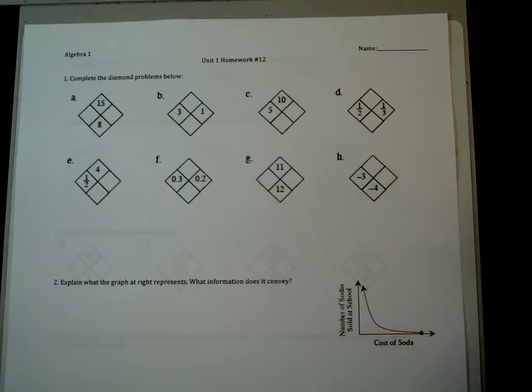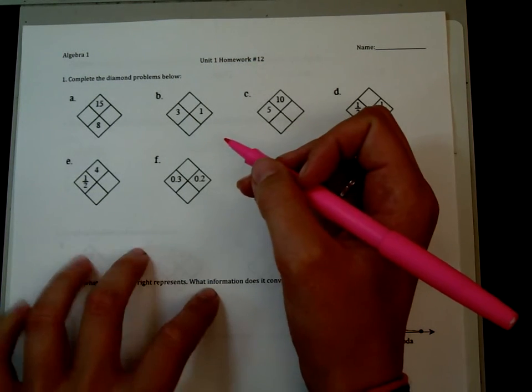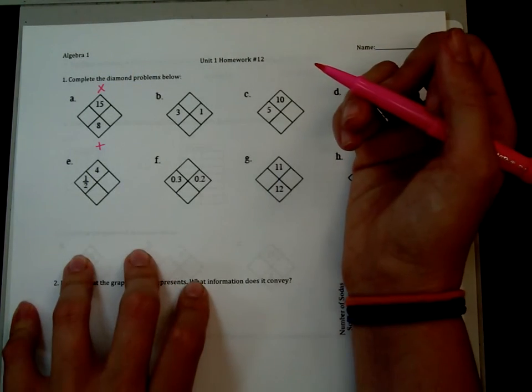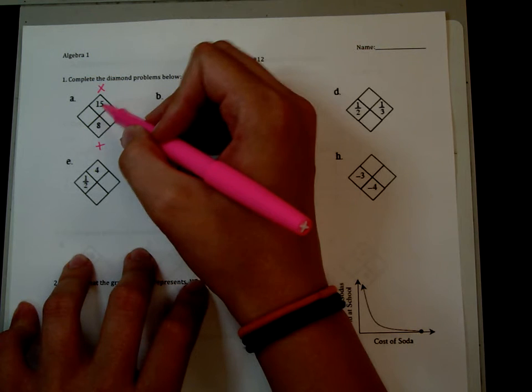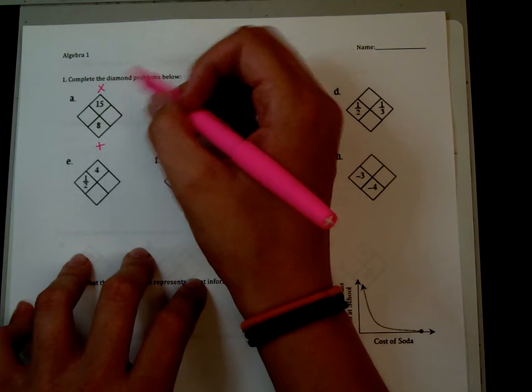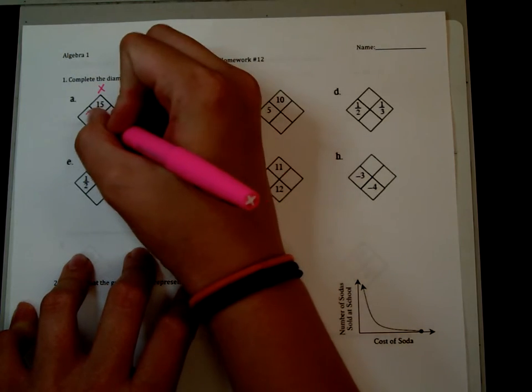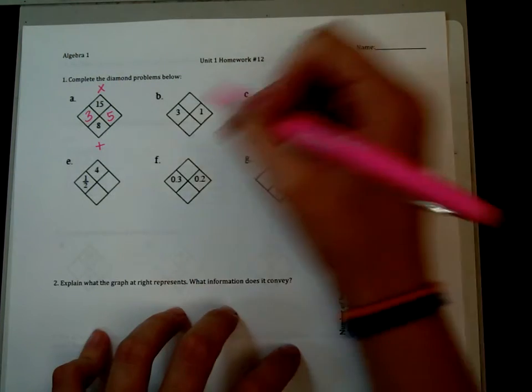Okay, so we want to complete the diamond problems below. And remember, for the diamond problems, the numbers have to multiply to make the top and add to make the bottom. So numbers that multiply to 15 are 1 and 15, 3 and 5. Oh, I see that 3 and 5 add to make 8.